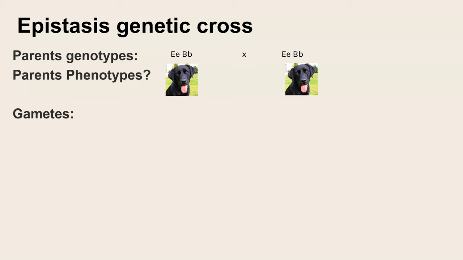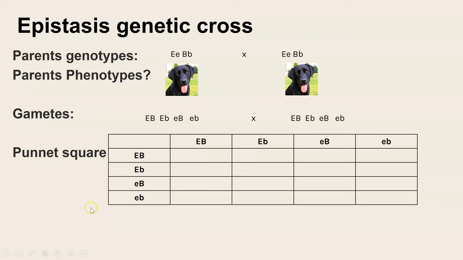The next step is working out the possible gametes. In this case, they can both produce these four possible gametes. They could both have the option of donating both of the dominant alleles or both of the recessive alleles, or one dominant E with the recessive b, and then the other way around, the recessive e with the dominant B. The next thing is to put all of these gametes in a Punnett square. For the male parent, we've got the four possible gametes here, and for the female parent, we can see the four possible gametes here.